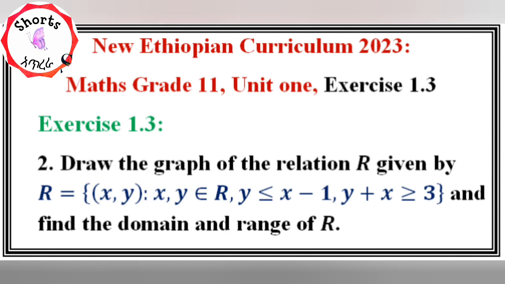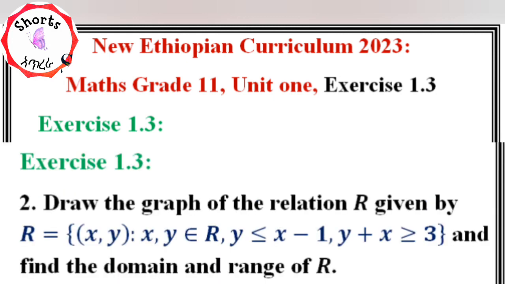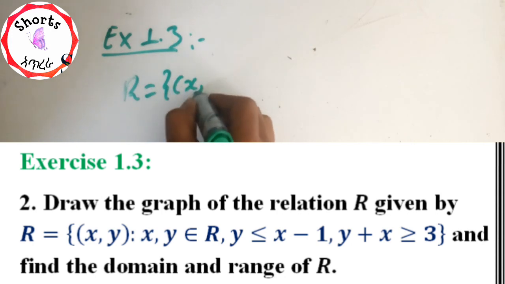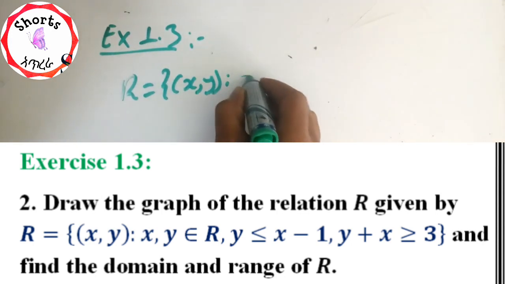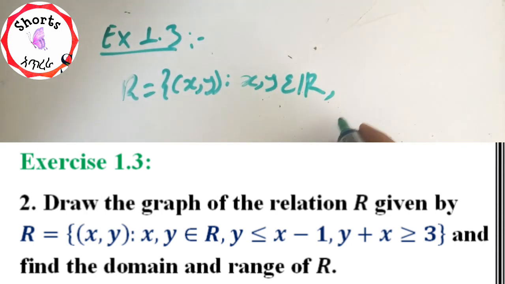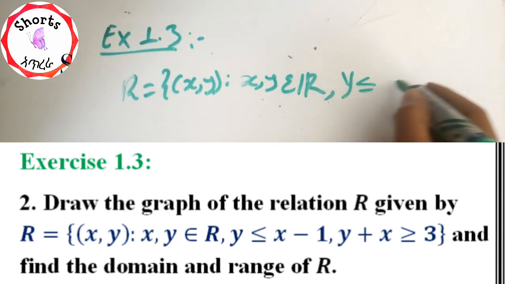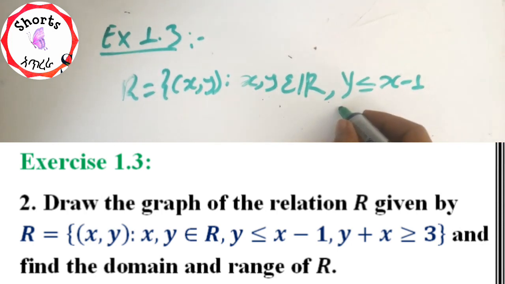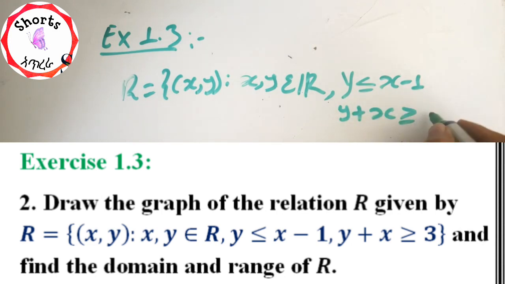ይዤላችሁ የቀረብኩት ኤክሰርሳይዝ 1.3 ጥያቄ ቁጥር 2 ነው። ጥያቄው እንዲህ ይላል: Draw the graph of the relation R given by R = {(x, y) such that x and y are elements of real numbers, and they are defined as y ≤ x − 1 and y + x ≥ 3}.